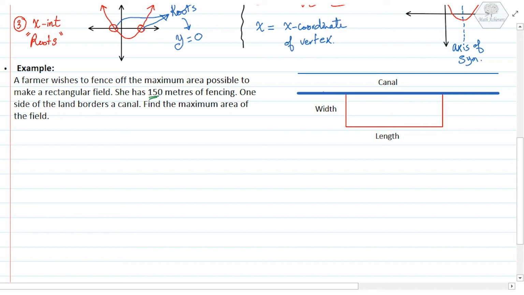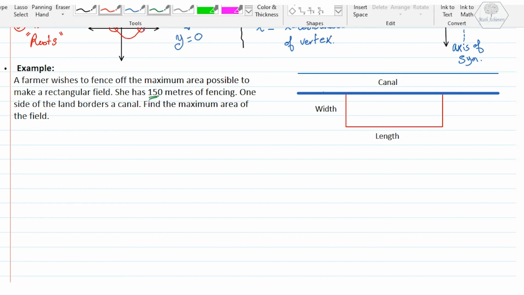So in my shape, I have a canal. This is the width and this is the length. And the total length of the fencing is 150 meters. So now, let's form an equation for the area of the rectangle.